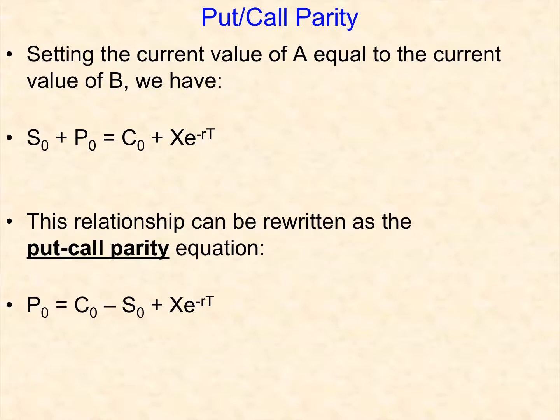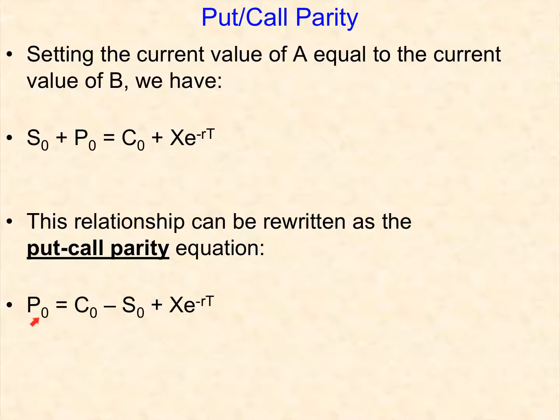We've shown that the future value of portfolio A is always equal to the future value of portfolio B, and therefore argued that the current or present values of the two must be the same. We can set the value of portfolio A equal to the value of portfolio B. Recall that portfolio A consisted of a share of stock and a put option. Portfolio B consisted of a call option and a bond whose present value is equal to Xe to the minus rT. We'll set the two equal and solve for the put option value.